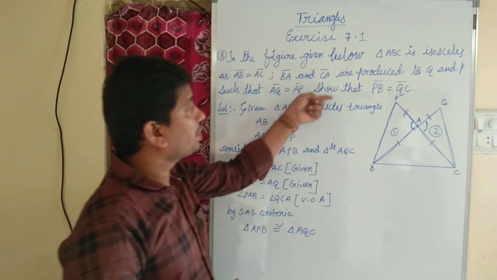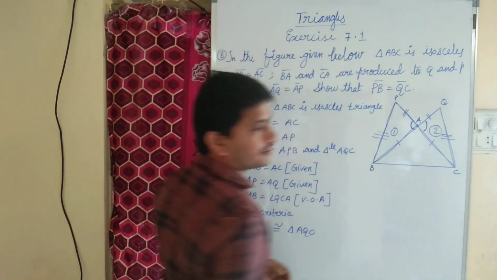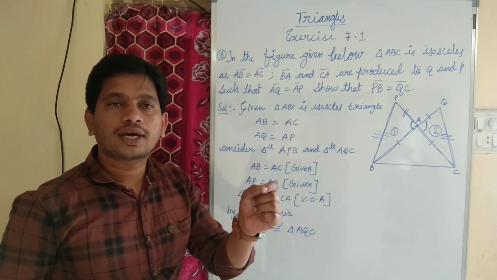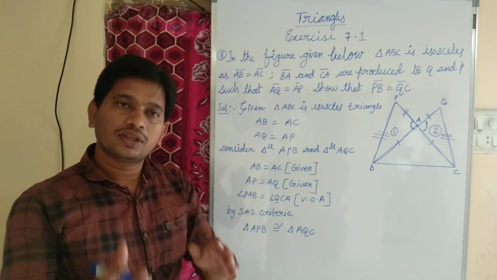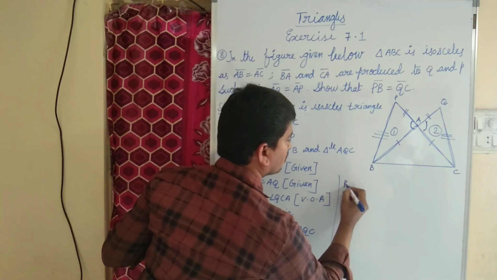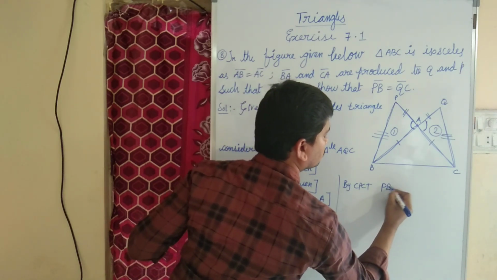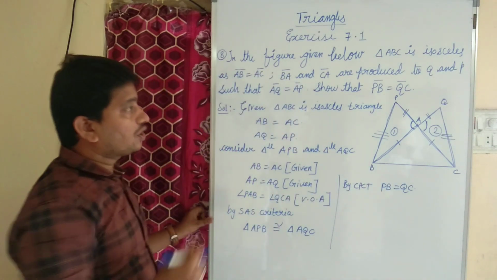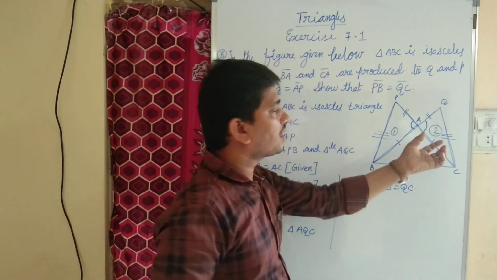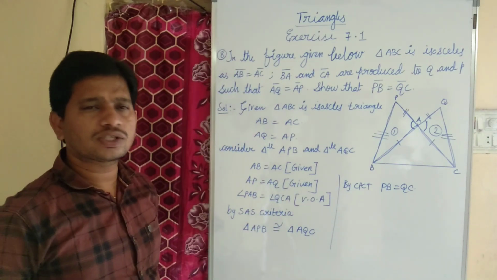What we need to show is that PB equal to QC. We have to prove that PB must be equal to QC. If two triangles are congruent, by CPCT, corresponding parts of congruent triangles, their corresponding parts are equal. So I can say that by CPCT, PB equal to QC. That only they are asking. If two triangles are congruent, their corresponding parts are equal. Hence we proved. Easy, children, nothing is there in this question.